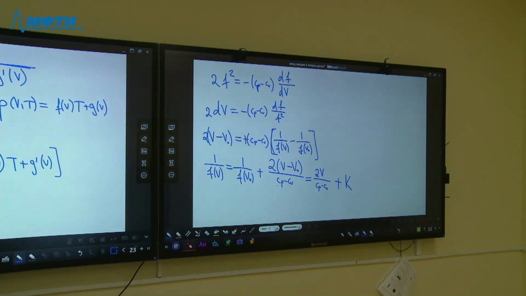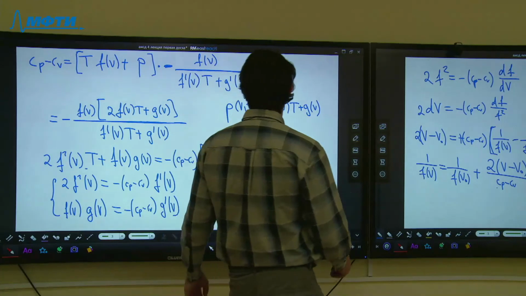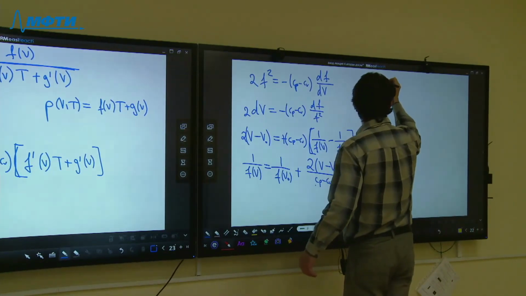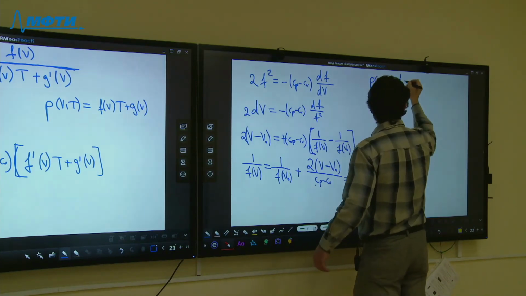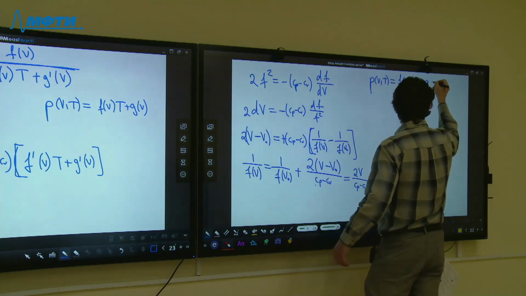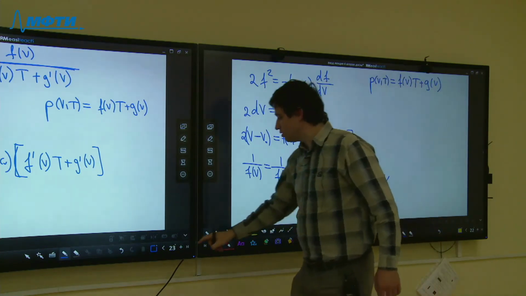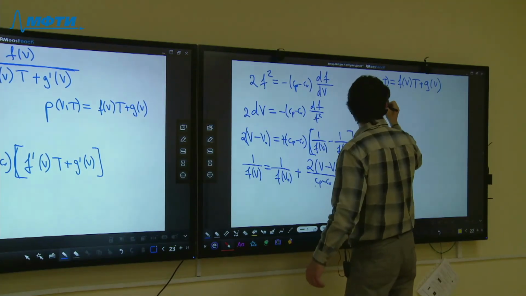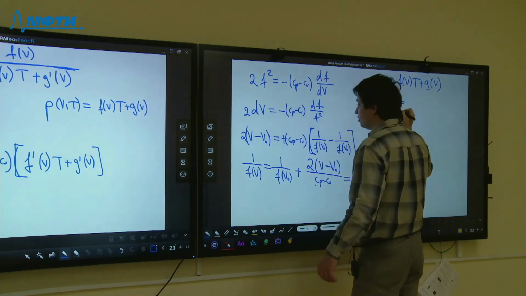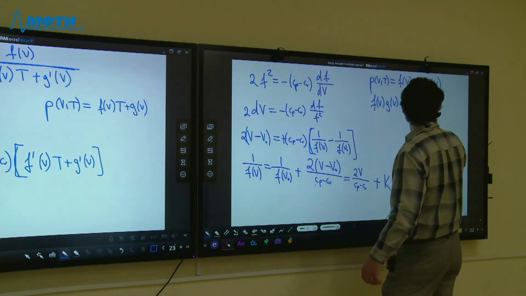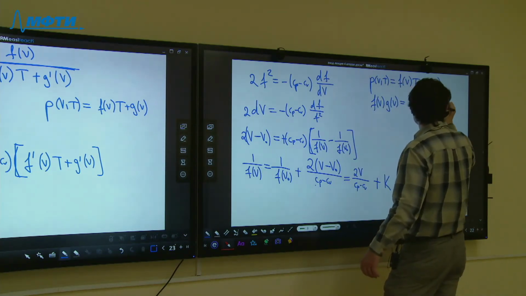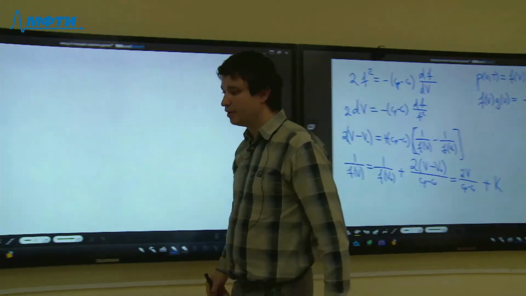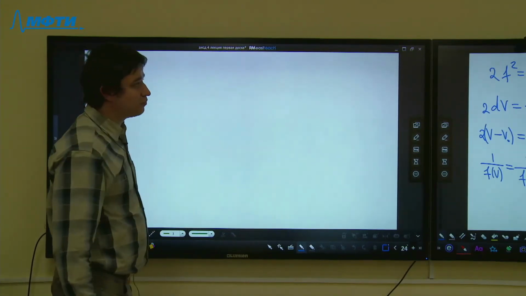So now I can start solving the second equation. I will write here the main pressure as a function of volume and temperature as f of V times T plus g of V. And the second equation: f of V times g of V equals minus Cp minus Cv times g prime of V. Okay, let's go to the next blackboard. That's a very long problem.